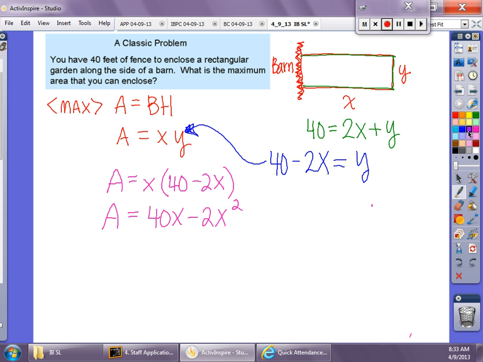So, in this case, now we have, it's simplified as much as we want it to be simplified. And now I can find my derivative. So there's my first derivative. Set it equal to 0.